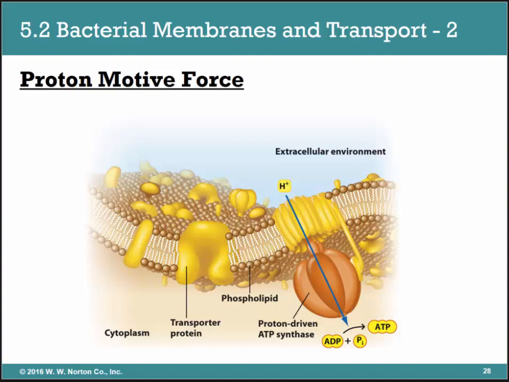This difference in proton concentration and charge can drive the movement of nutrients into the cell by transport proteins, energize the motors that rotate flagella, and cause the synthesis of ATP. Some antibiotics, like diarylquinoline, target proton-powered ATP synthase, which can be seen in this image.